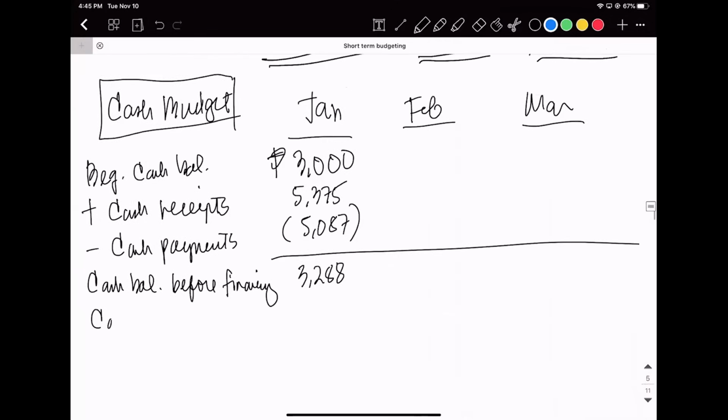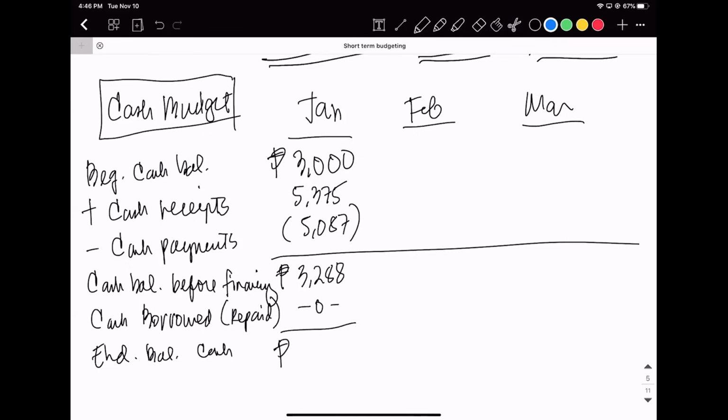So, wala tayo. We don't need to. Okay, cash. Ano to? Borrowed or repaid. So, dito, wala. Hindi tayo manghihiram dahil minimum is 2,000, 3,288 yung pera natin. So, ang ending balance mo is 3,288.